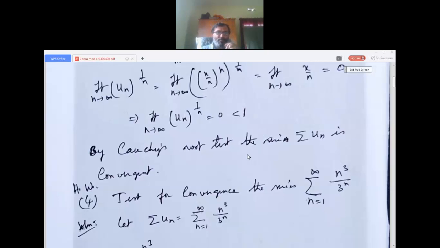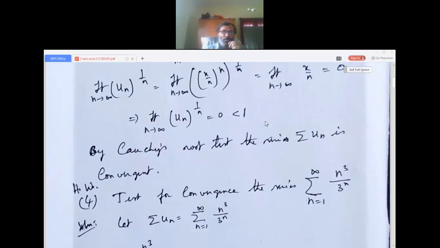the concept of D'Alembert's ratio test is un plus 1 divided by un. Limit n tends to infinity, un plus 1 divided by un. If it is less than 1, the given series sigma un converges. If it is greater than 1, the given series sigma un diverges. And if it is equal to 1, the test fails.